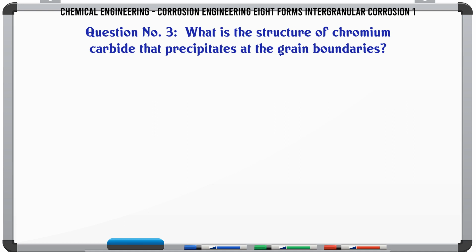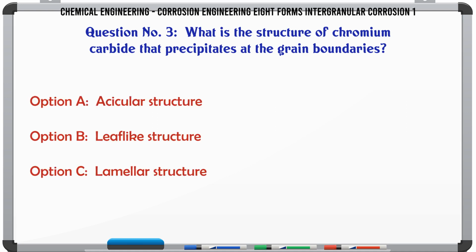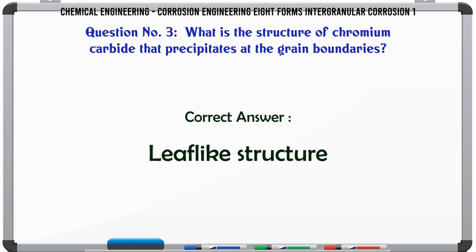What is the structure of chromium carbide that precipitates at the grain boundaries? A. Acicular structure. B. Leaf-like structure. C. Lamellar structure. D. No specific structure. The correct answer is leaf-like structure.